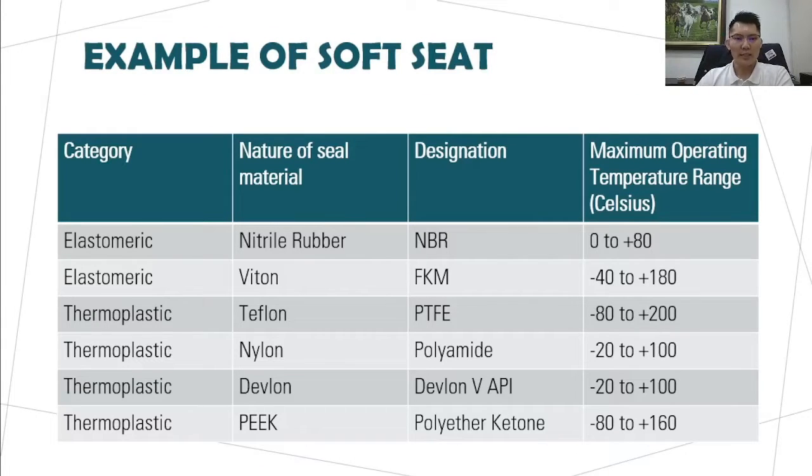For example, for elastomeric seals such as nitrile rubber, NBR or Buna-N, one of the considerations in selection is the operating temperature. For NBR, the operating temperature is from 0 to 80 degrees Celsius. For Viton, or FKM, it is from -40 to 180 degrees.